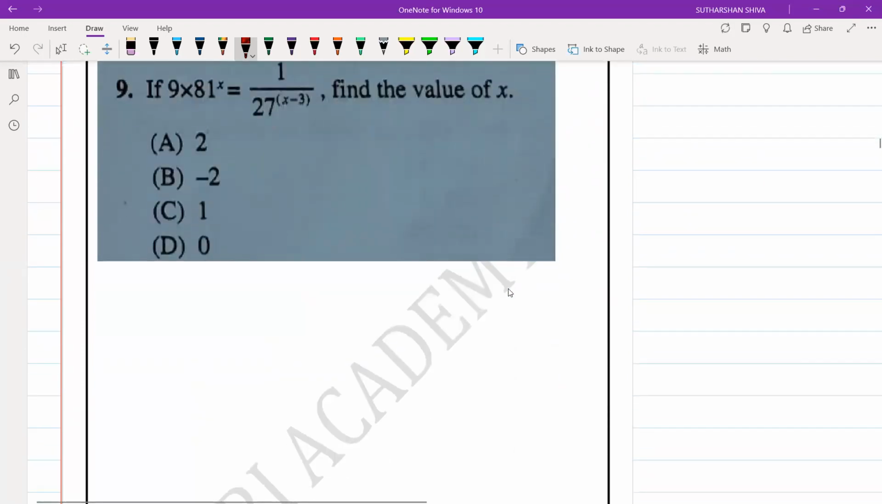Then question number 9. Most of the students will find it difficult, but I will do it very simply. Okay, I will take one side, simple math I will calculate. I have a calculator now. 9 into 81 power x is equal to 1 divided by 27 into x minus 3. From this, which is the simplest number? 0 is the simplest number.